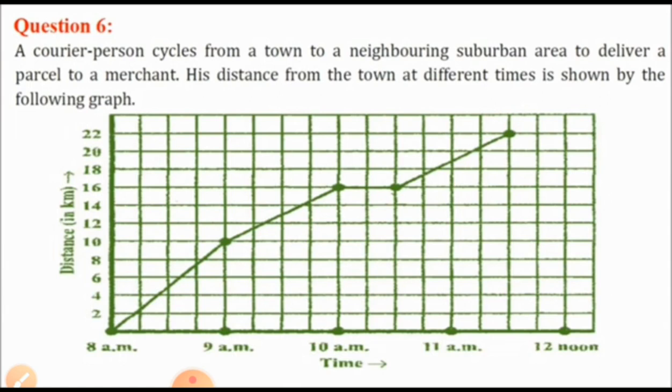So look at question number 6. Here one graph is given. A courier person cycles from a town to a neighboring suburban area to deliver a parcel to a merchant. His distance from the town at different times is shown by the following graph.